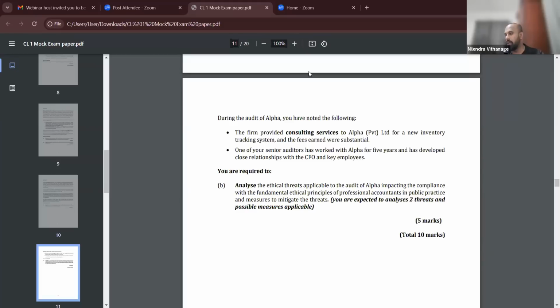Ideally, what should happen? What are safeguards? Number one, quality control review has to happen. Number two, separate services should be given by separate teams. So better to have a Chinese wall, separate teams, separate partners has to do it. Independent review also has to happen. Better to rotate your partners and teams as well. So shall we write down?